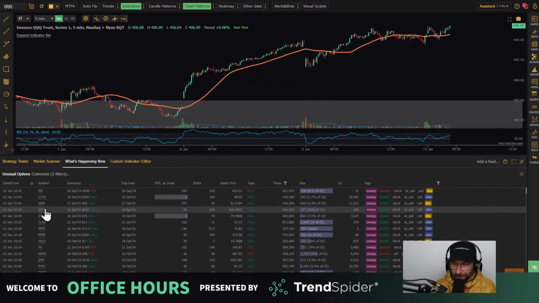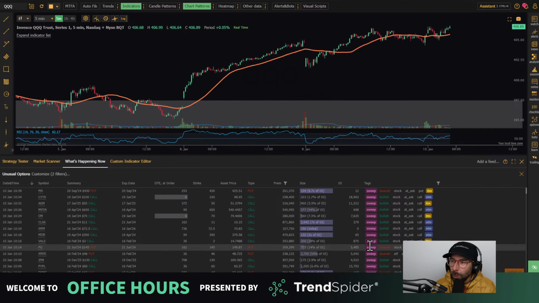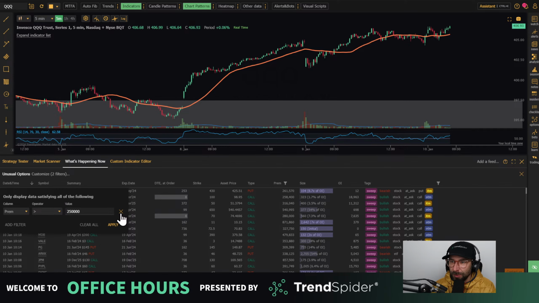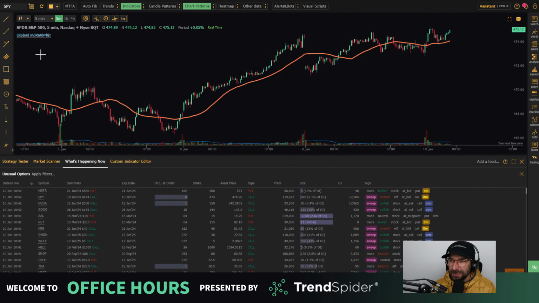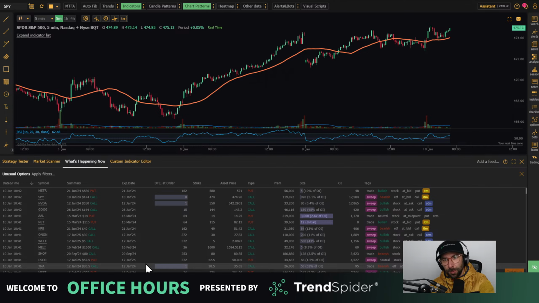So in conclusion, this What's Happening Now tool allows us to see the aggregated view of all unusual options that are coming in. If you just want to see unfiltered, all unusual options, you can just remove the filters here, say apply, and here are all unusual options orders as they are coming in, regardless of ticker, size, direction, or anything. It's just all unusual options. And it doesn't matter what ticker I'm on, that list is going to stay true to what it is.